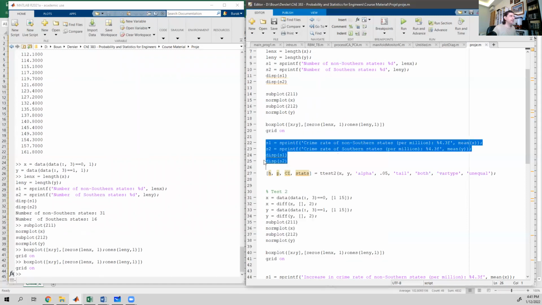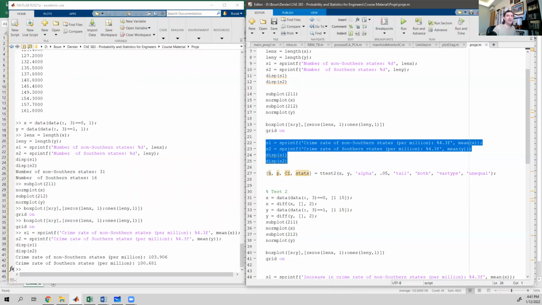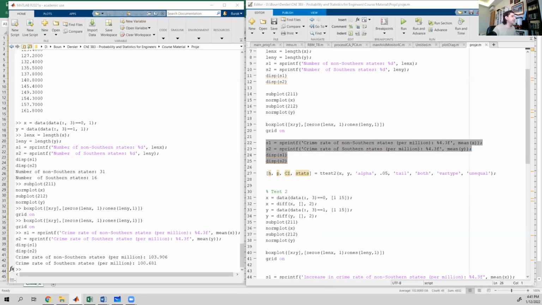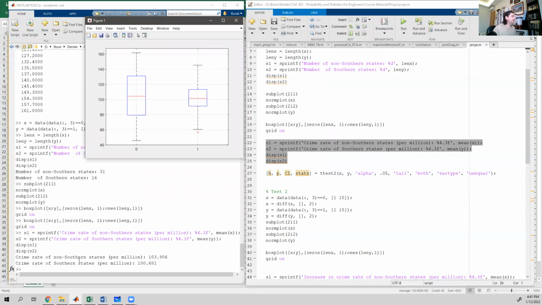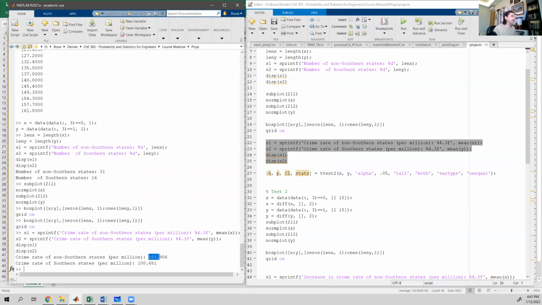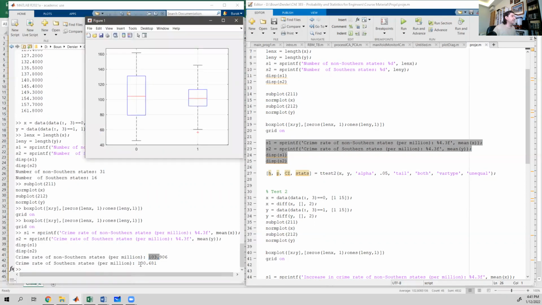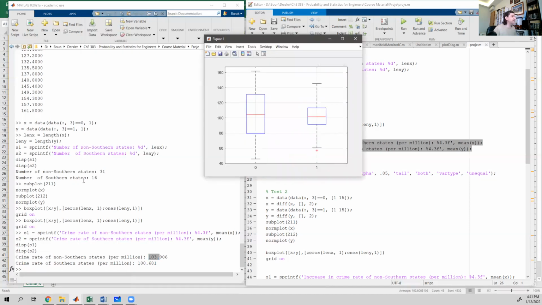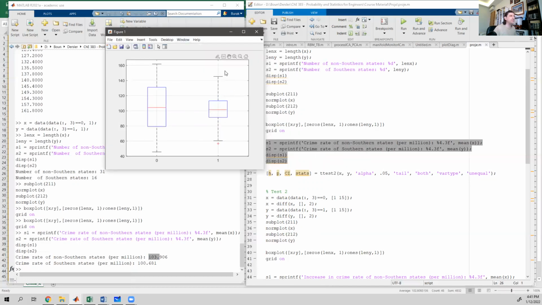Anyway, the very first thing, let this stay here. Let me also write here the average values in those two types of states. So the crime rate in non-southern states per million is 104, and in southern states it is 100, slightly lower. And note that we have 31 non-southern states and 16 southern states. Actually, one of the reasons why the range here seems smaller is because we have a smaller number of states here. That's a tricky thing.